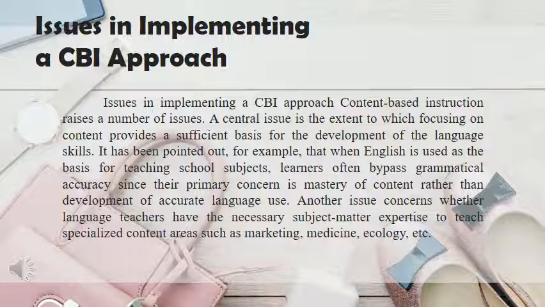Another issue is whether language teachers have the necessary subject matter expertise to teach specialized content areas such as marketing, medicine, ecology, etc.